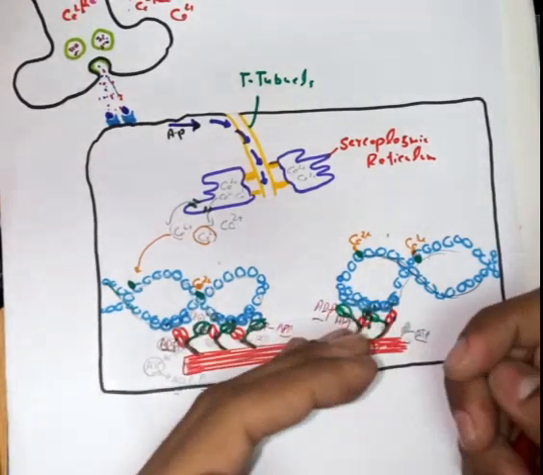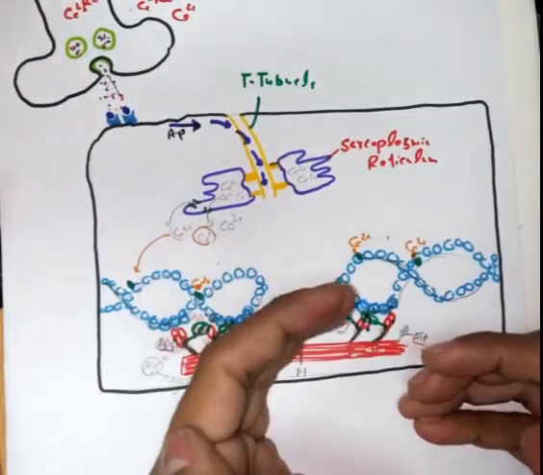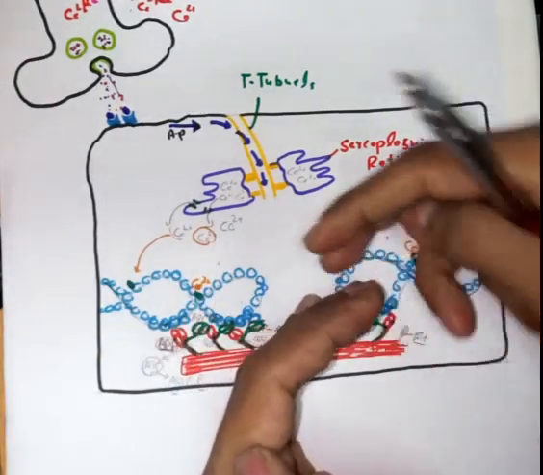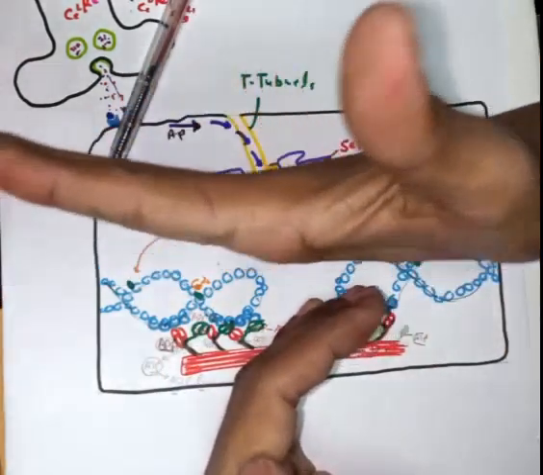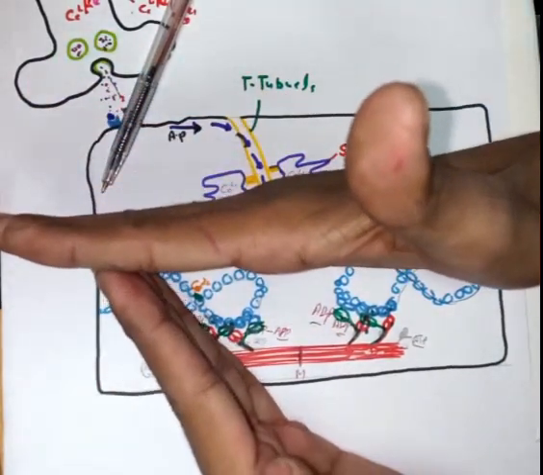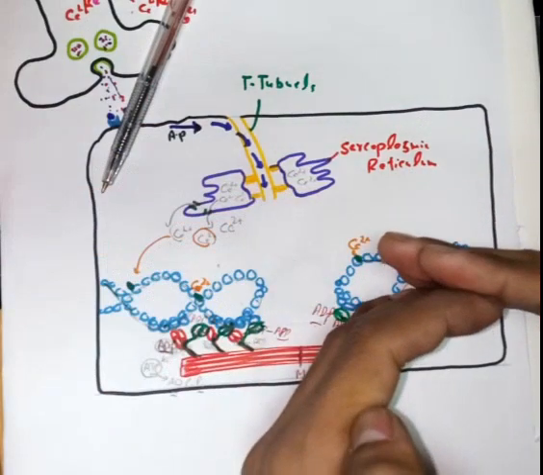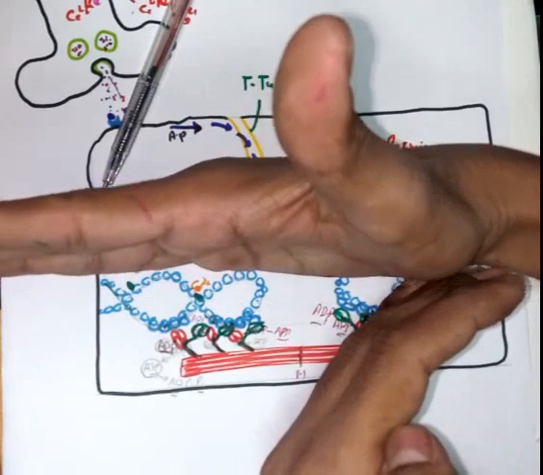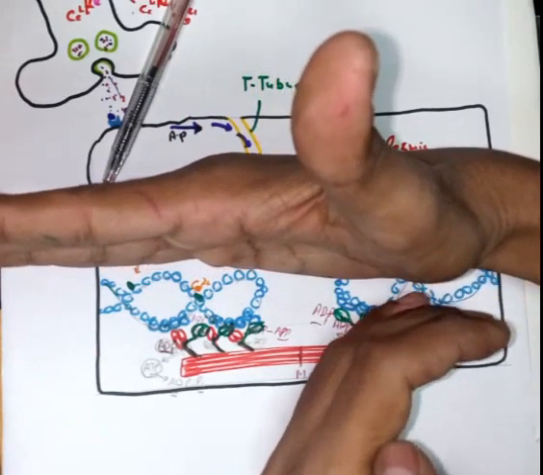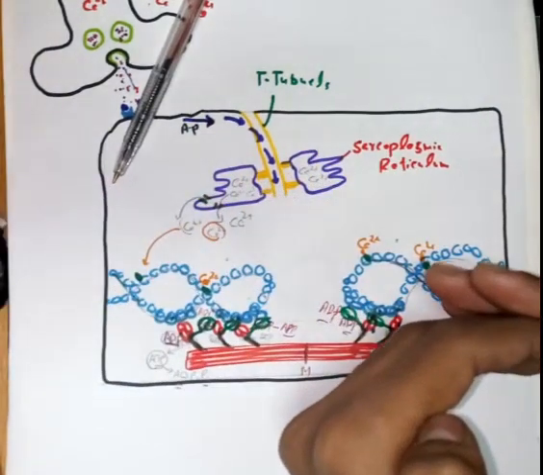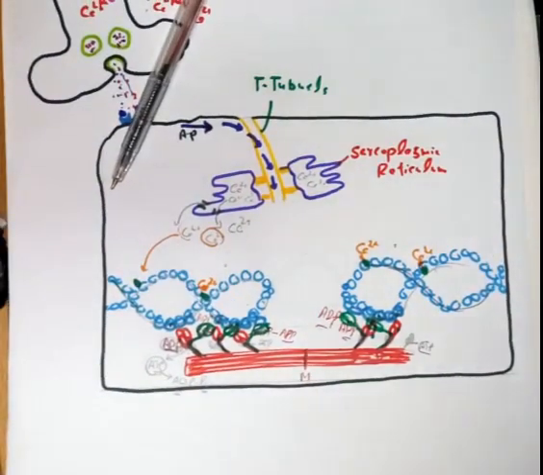For example, after the power stroke, the shape of this myosin head has become like this. For example, this is the actin, and this is myosin. Initially it was attached over there, and now after the power stroke it has become like this. For the next power stroke, obviously it first has to go back, attach over there, and cause the power stroke. So it means detachment is very compulsory. Detachment or relaxation is very important.